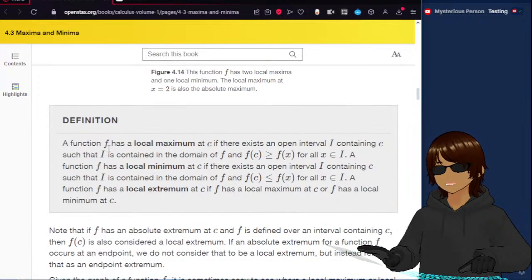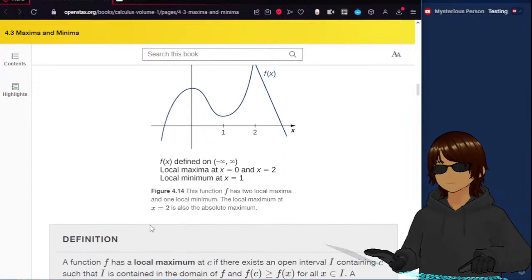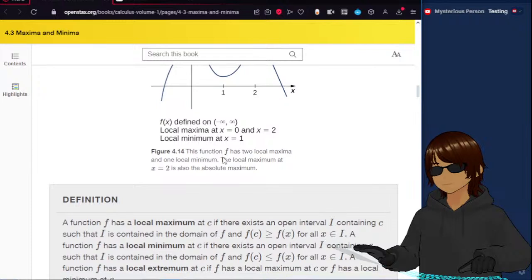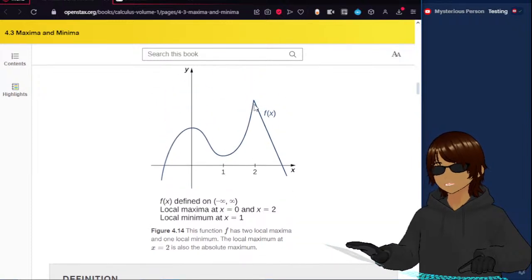A function f has a local maximum at c if there exists an open interval I containing c such that I is contained in the domain of f and f of c is greater than or equal to f of x for all x within I. Okay, this wording is kind of weird. Local maxima at x is equal to 0 and 2. Local minimum at 1. So an absolute maxima is also a local maxima.